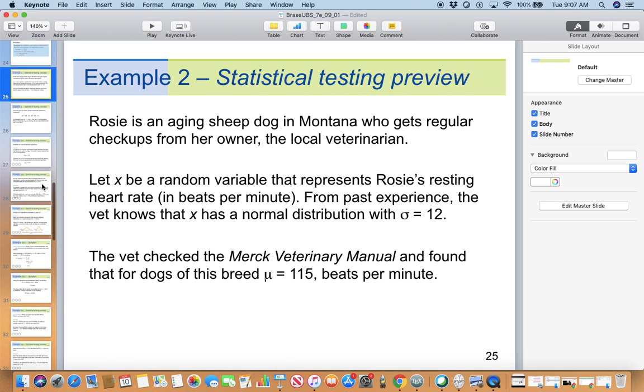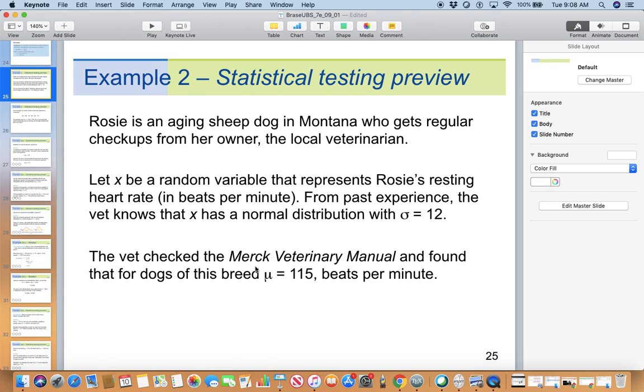Okay. Here is an example. Rosie is an aging sheepdog in Montana who gets regular checkups from her owner, the local veterinarian. Let X be a random variable that represents Rosie's resting heart rate in beats per minute. From past experience, the vet knows that X has a normal distribution with sigma 12. So this is known and we know that X is normal.